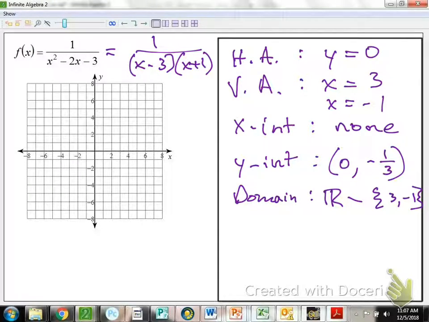Now we're ready to sketch, I think. We're going to have to find some points on this one. Horizontal asymptote is the x-axis, which is y equals 0. And I got two vertical asymptotes at x equals 3 and x equals negative 1. I have a y-intercept of 0 and negative 1/3. Got a y-intercept right there. That's all the points we have to work with, right? So we got to find some points to help us out on this one.